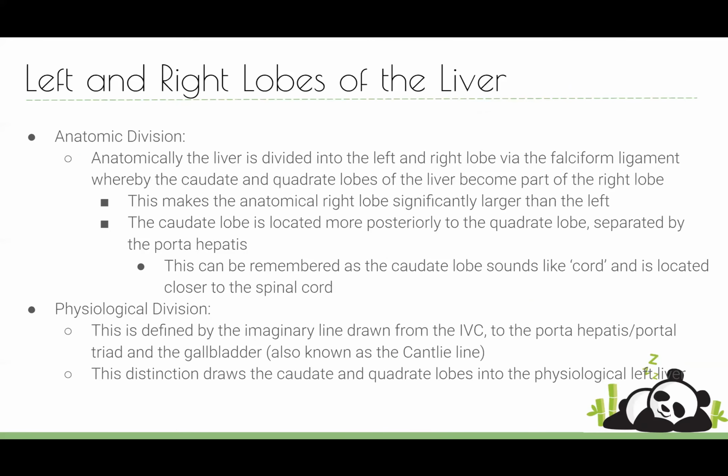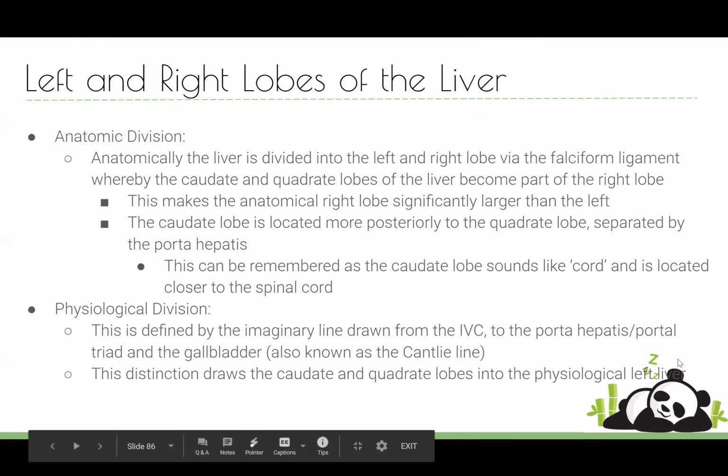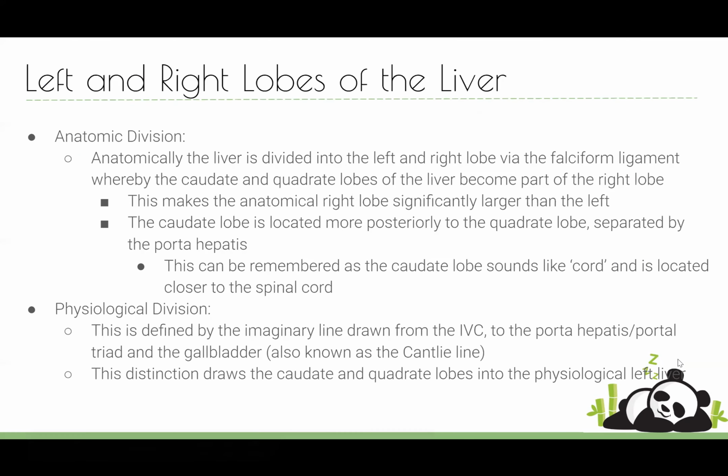Okay, so the left and right lobes of the liver. This is kind of an important thing to see. The anatomical divisions are divided into left and right lobe by the falciform ligament, so this ligament here. This makes the right lobe much bigger than the left because the caudate and quadrate lobes are part of the right lobe. The caudate lobe is located more posteriorly, and the way I remember that is that caudate sounds like cord, so it's closer to the spinal cord.